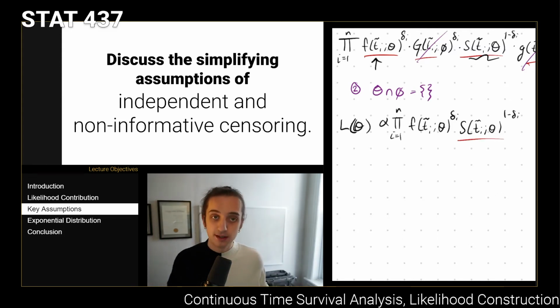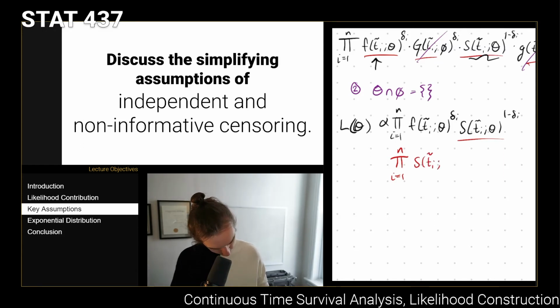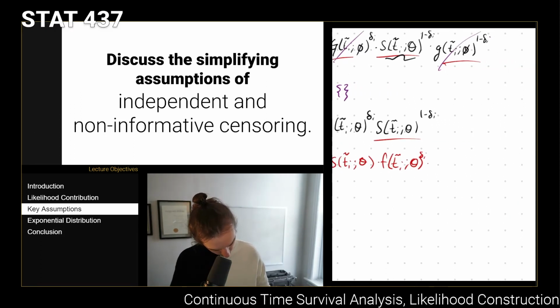Well, if we break up the survivor function, we write it out as the power here. So we can do this as i equals 1 to n, survivor function to the power of 1. Write that out front because it's just a power of 1. Then we have our density here, up to the power of delta i. And then we would have the survivor function to the power of negative delta i, right?